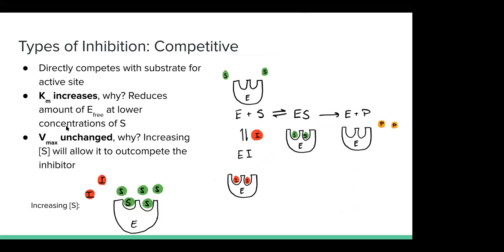The axes would be given on the MCAT. Okay, so the first type of inhibition we have is competitive. Competitive inhibitors directly compete with the substrate for the enzyme's active site. So in your own words, why do you think Km would increase?